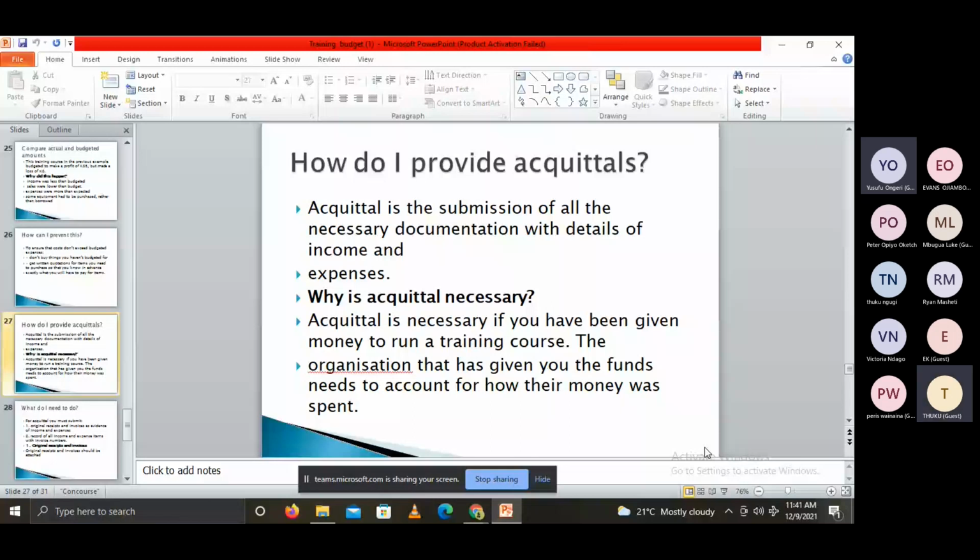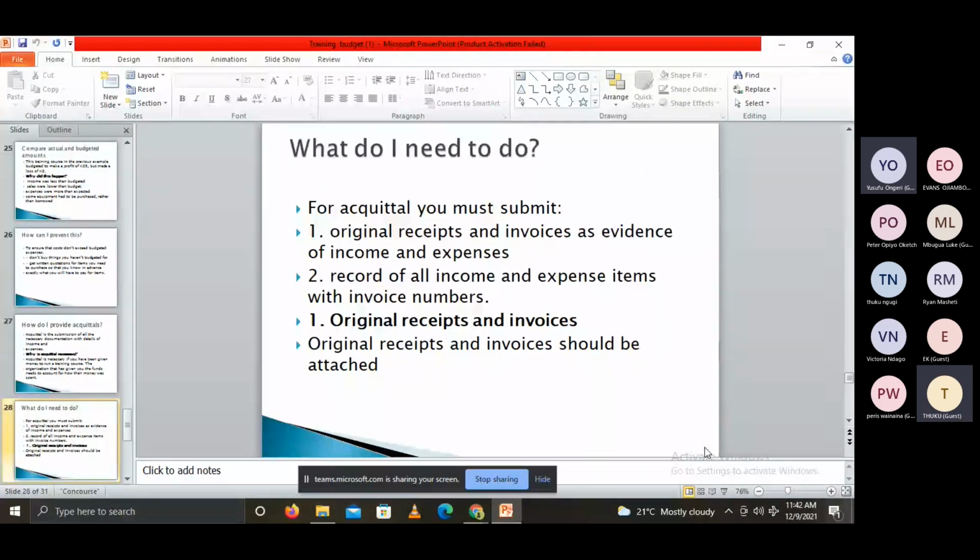You must account for how your money was spent. So for acquittal, you must submit original receipts and invoices as evidence of income and expenses, and a record of all income and expense items with invoice numbers, original receipts and invoices.